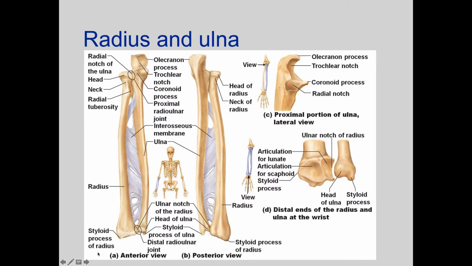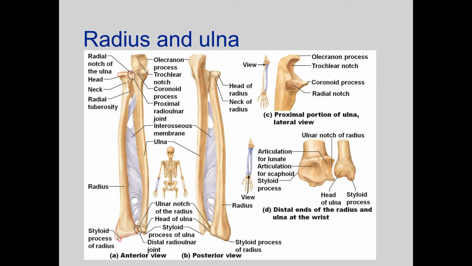Okay, here's the radius and the ulna. In this case, the interosseous membrane has been left intact. This is a web-like ligament that stabilizes the relationship between the radius and the ulna. So here's the anterior view, and here's the posterior view. So the radius has a very circular head and a wide, broad distal end with a little point on it, and that's called the styloid process.